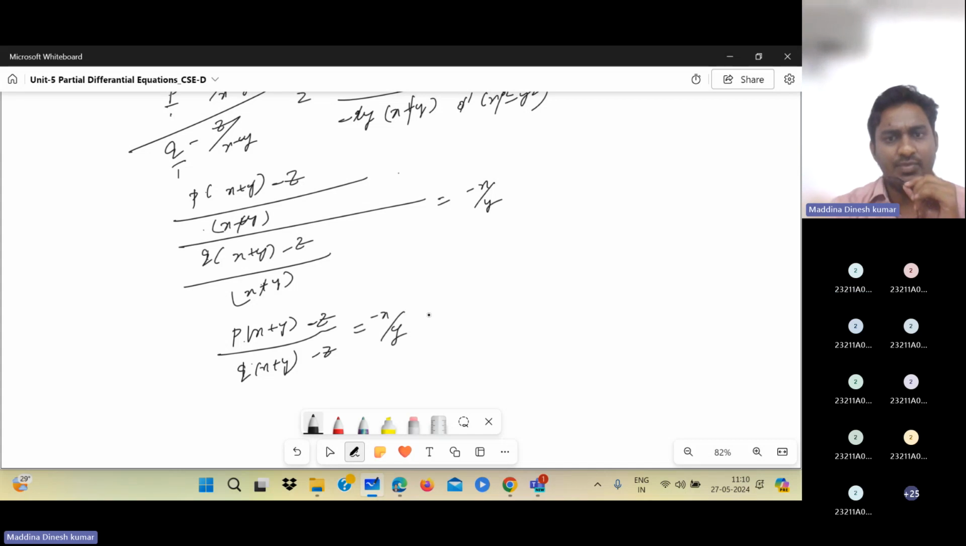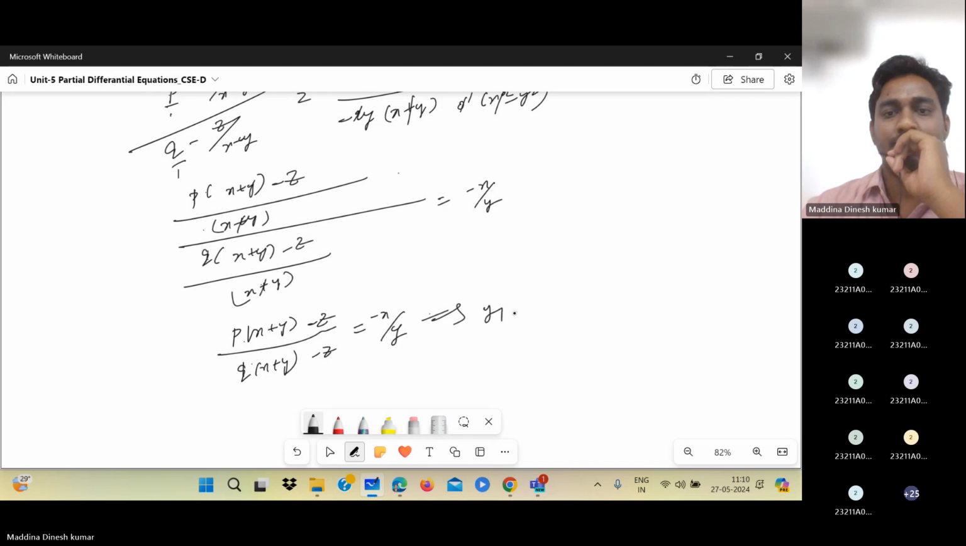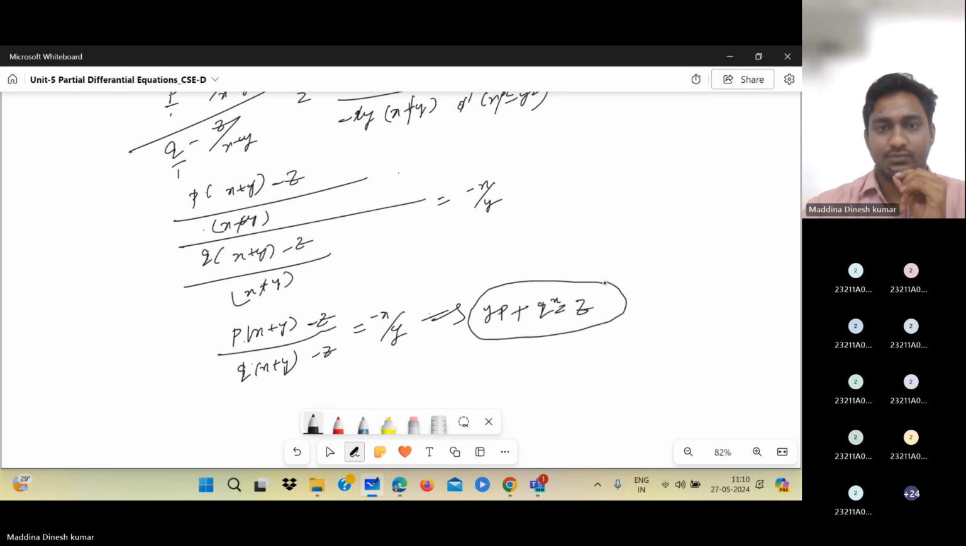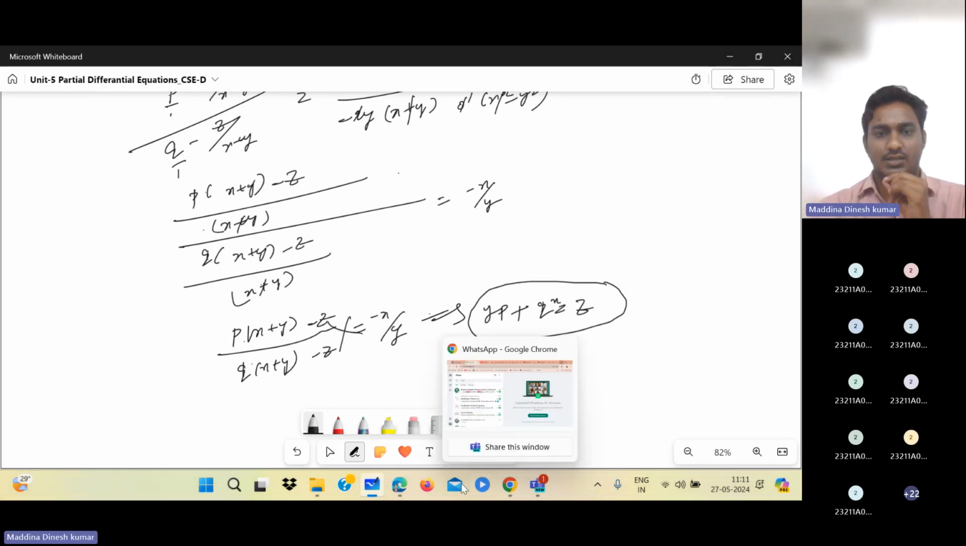So if you want, you can stop up to here also. Otherwise, if you simplify also, you will get the result yp plus qx equal to z, that is qx here. Okay, that means if you cross multiply, this is what remains here. Okay, that's it.